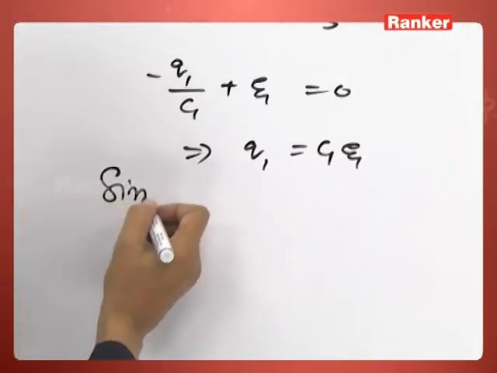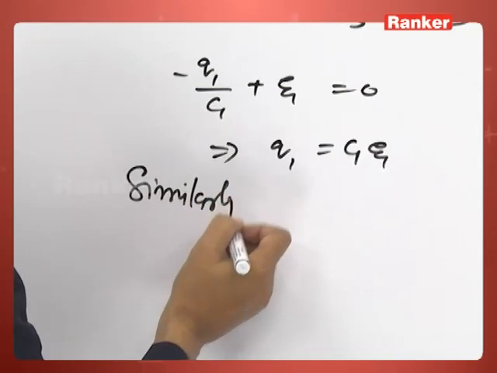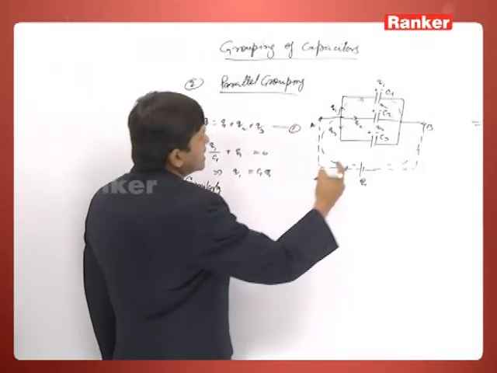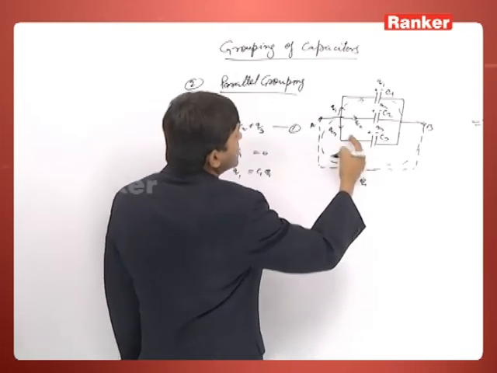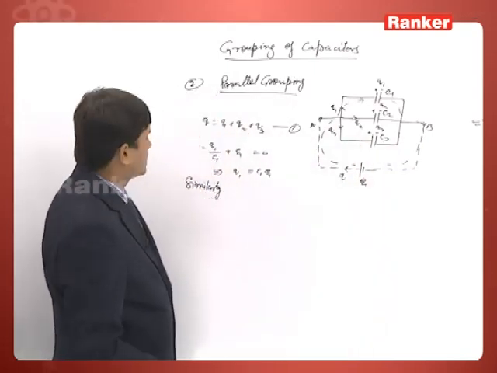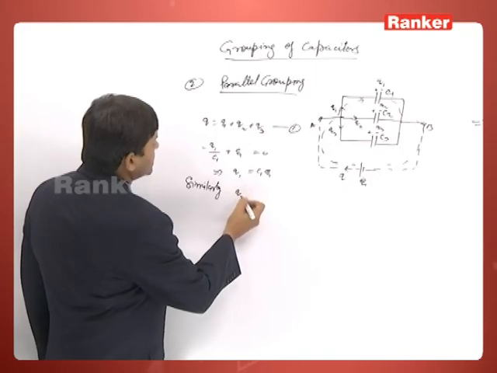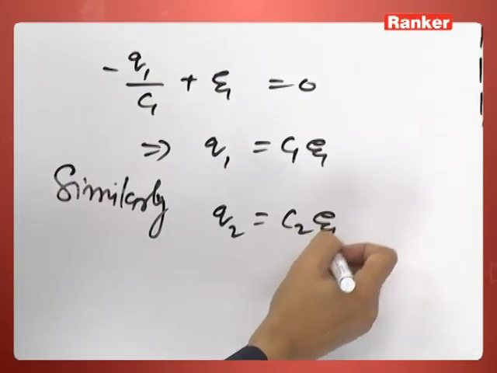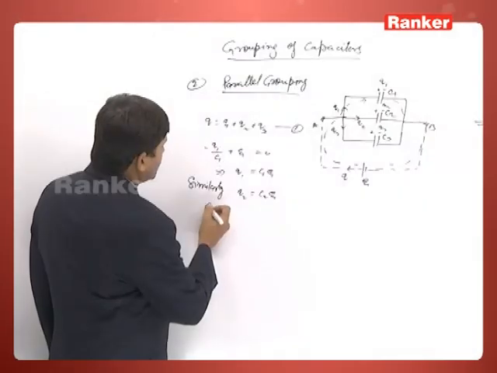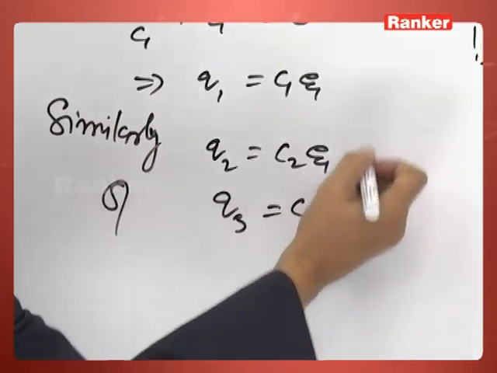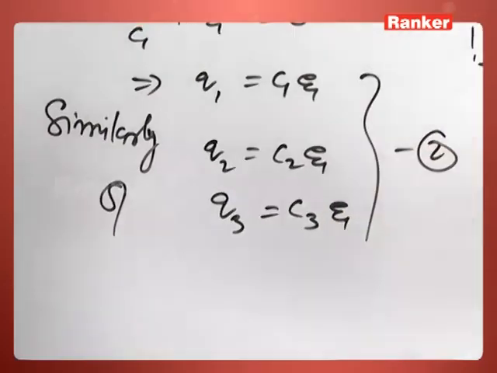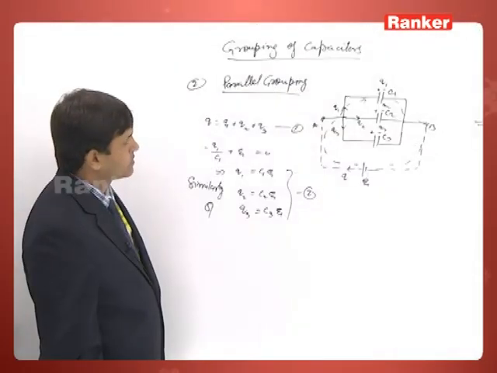Similarly, if we apply Kirchhoff's second law in the middle branch and in the lower branch, what we will get is Q2 is equal to C2 into E, and Q3 is equal to C3 into E. Let this be equation number 2.